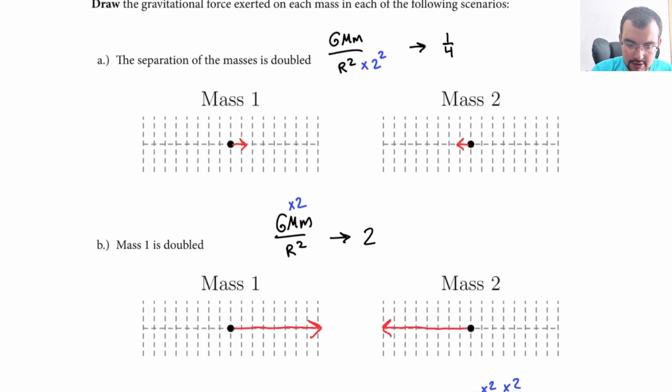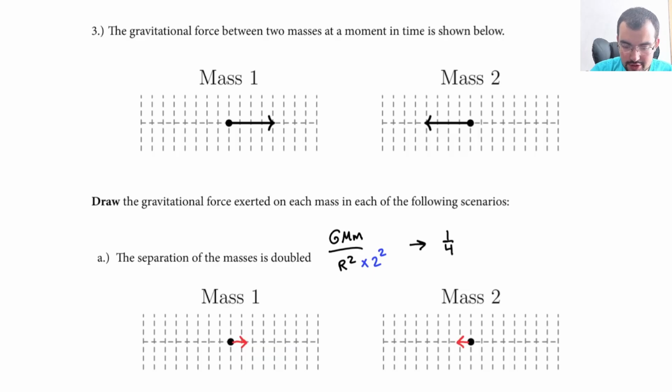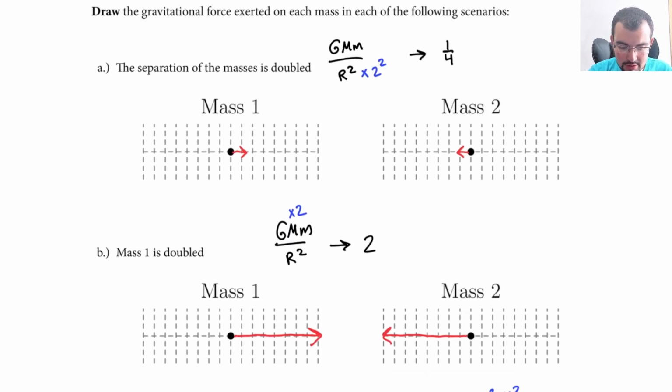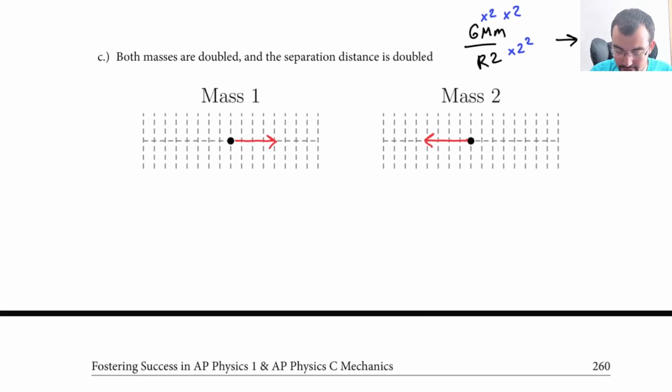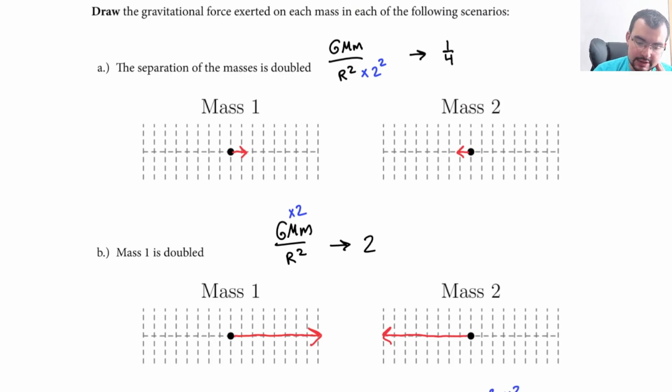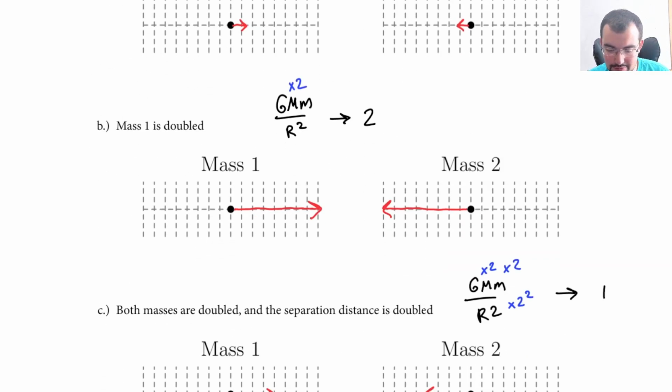So we can see that this works. We originally have 4 force units, and when it's quartered, we have 1 force unit. Doubling it gets 8, and doing nothing gets 4. So we do need to absolutely be comfortable with this. This is the most common type of reasoning question you'll get with gravitational force.